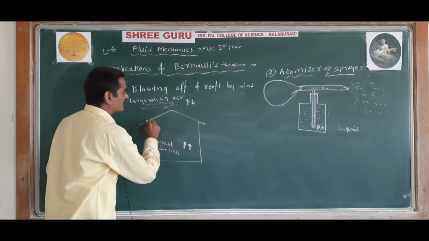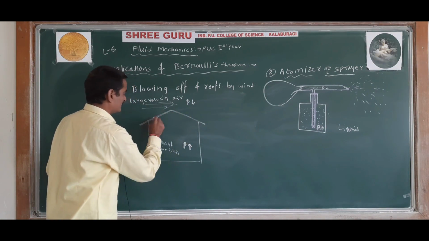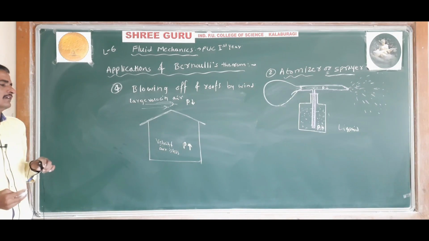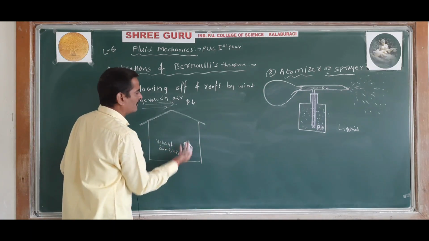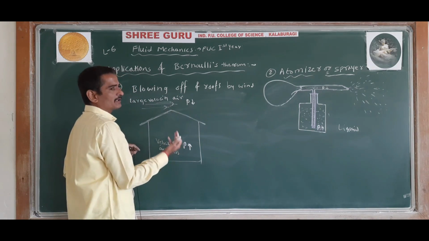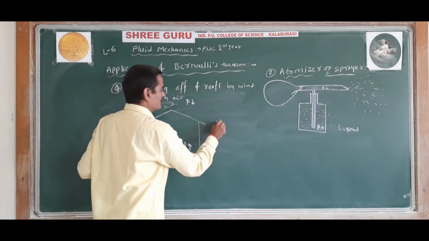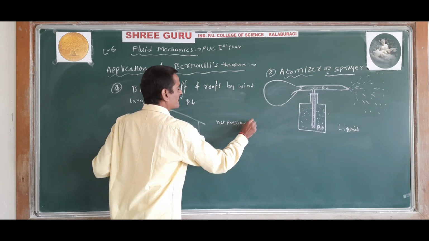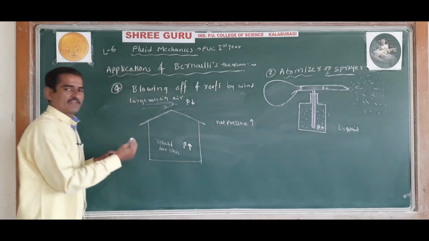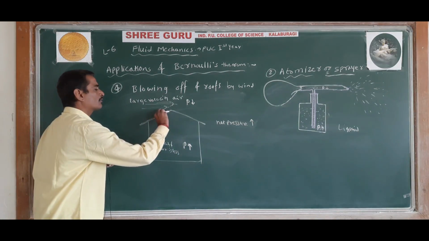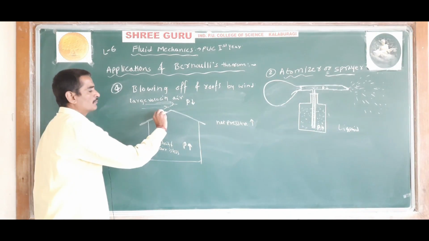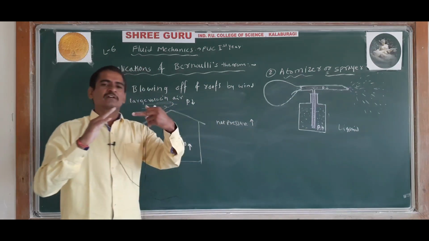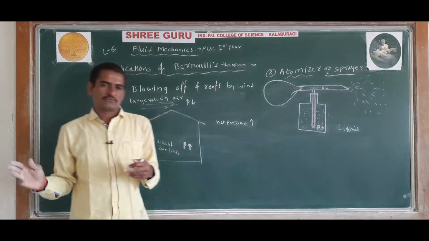As a result of that, the thin metallic plates will experience a net pressure in the upward direction. That is, a net force acts in the upward direction. As a result, they open. They move slightly upward, and when they move slightly upward, because of the wind, they are blown off.